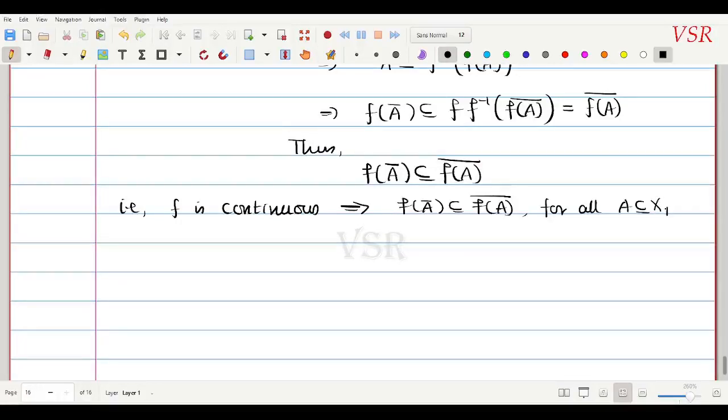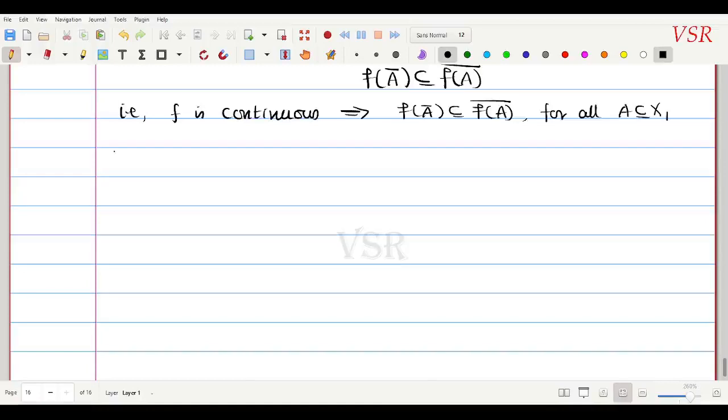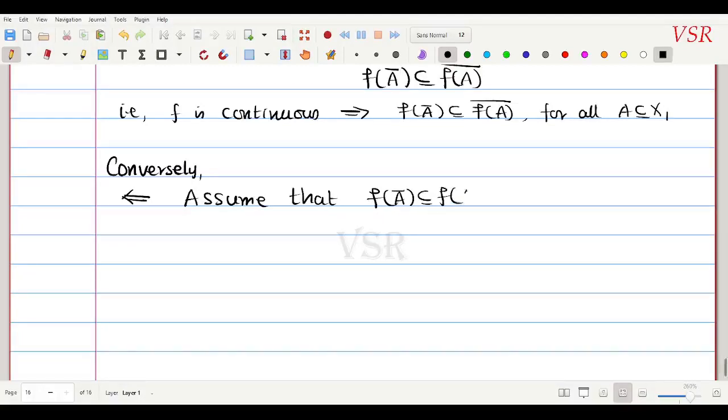Now we need to prove the converse part. How are we going to prove the converse? Consider this fellow. Conversely, assume that f of a closure is a subset of f of a the whole closure for all a subset of x1. Suppose this happens. Now what do we have to prove? To prove that f is continuous.